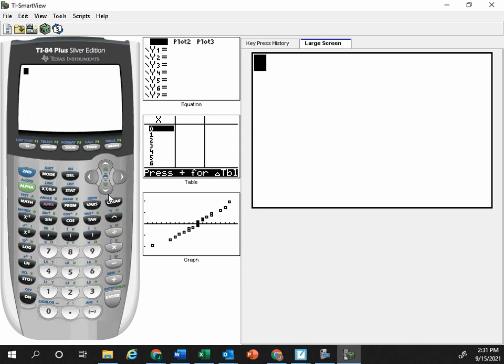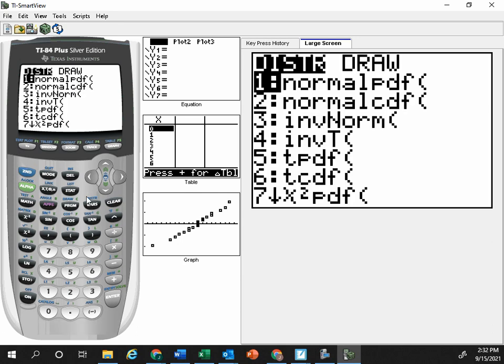Okay, this is in the distribution menu. So you have to push second and then vars. As you can see above that, it says distribution menu, okay? So second vars is how I got here. Anybody not finding it? Just ask if you miss a step ever on calculator stuff. Don't be shy. Second vars is how I got here.